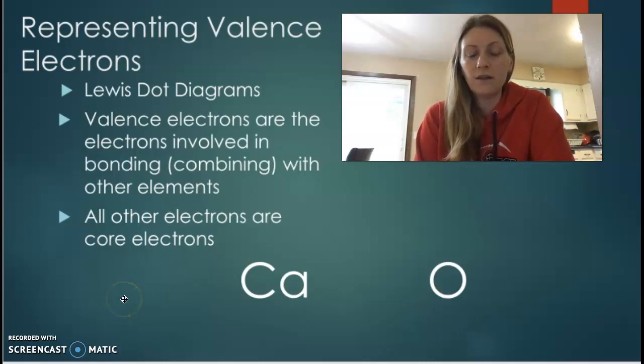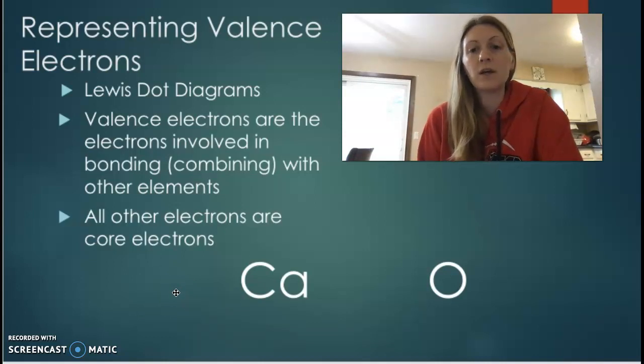Now, all the other electrons involved are going to be called core electrons. Calcium, for example, has an atomic number of 20, which means that a normal calcium atom has 20 electrons and 20 protons. But we said only 2 of them are valence electrons involved in bonding, because it's in group 2. So the other 18 electrons are what we call core electrons. Those are held very closely to the nucleus, and they don't like to share their core electrons. They really only like to share the valence electrons.